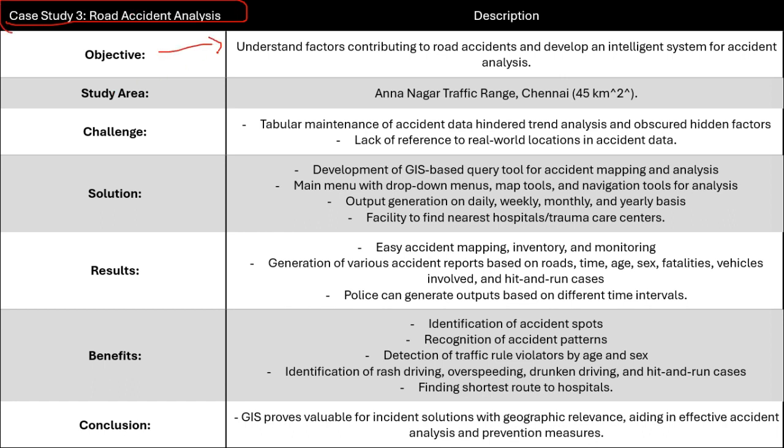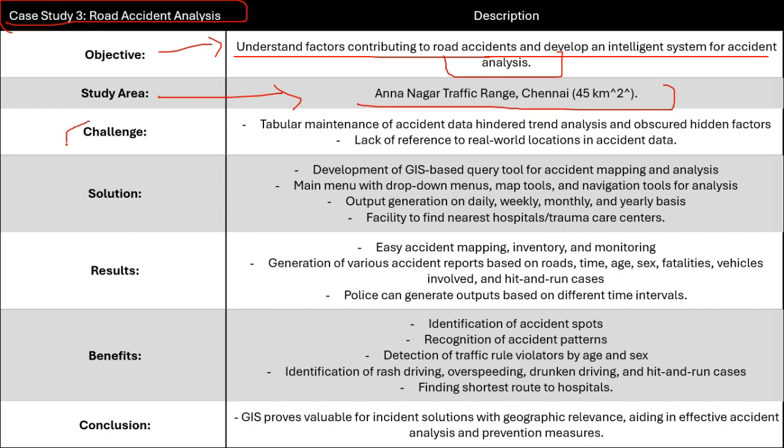And next is our case study 3, that is road accident analysis. Our objective is to understand the factors that are contributing to road accidents and develop an intelligent system for accident analysis. The study area is Anna Nagar traffic range, Chennai. The challenges for this analysis are the tabular maintenance of accident data that hinders trend analysis and obscures hidden factors, and the lack of reference to real world location in accident data. So what will be the solution for this?